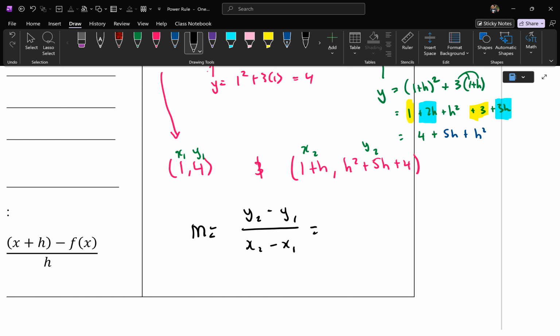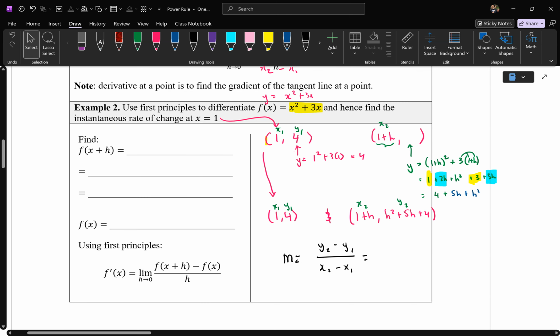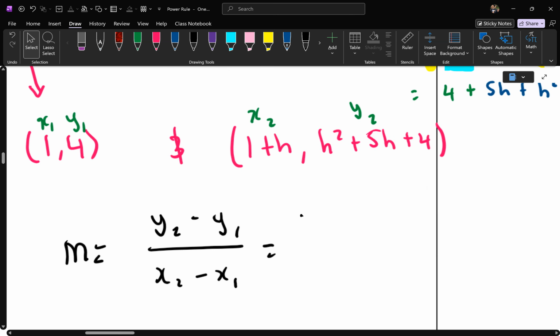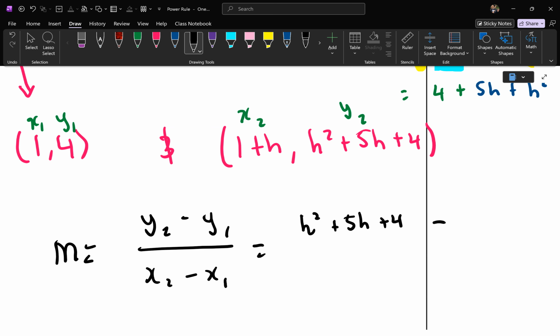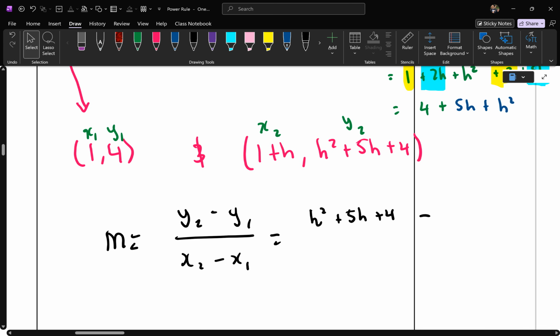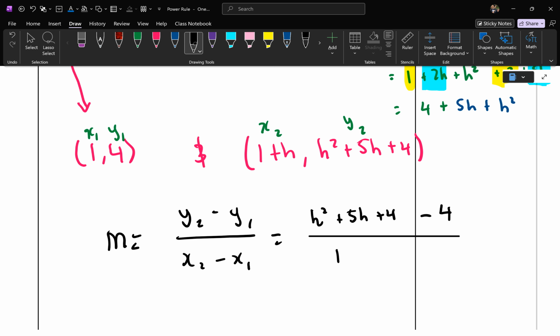Here's my y2, which is why in the formula was called f of x plus h. That's what this represents. That's your y2. Okay, so you figured out this is now h squared plus 5h plus 4. Take away y1. What's y1 again? 4. So take away 4, divided by x2. See, x2 right now is 1 plus h. Take away x1, which is 1.